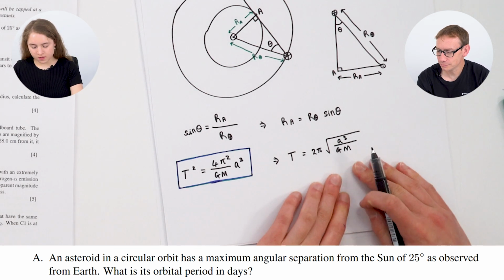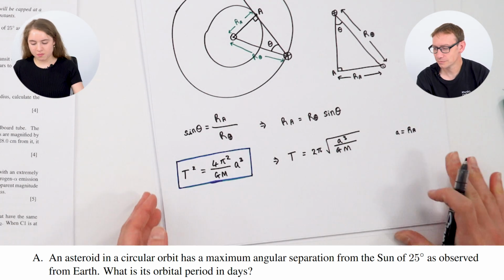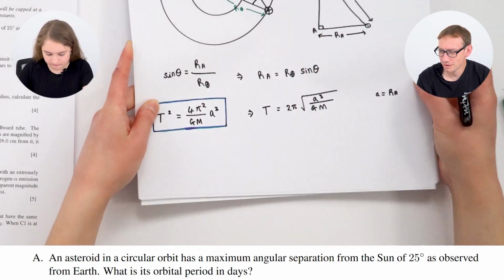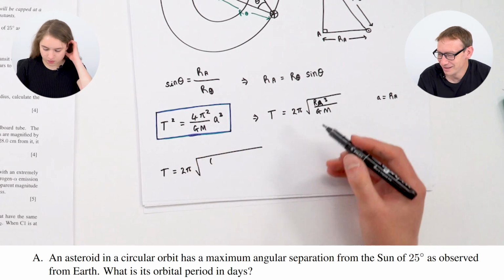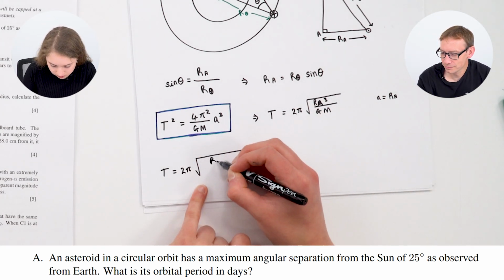Okay, we know all these things. Here we have A equals RA. Again, those are just two different symbols, sorry for the confusion. Let's substitute in those values. So here we have RA, and that's radius of the Earth times sine theta. I'm going to write that out again.